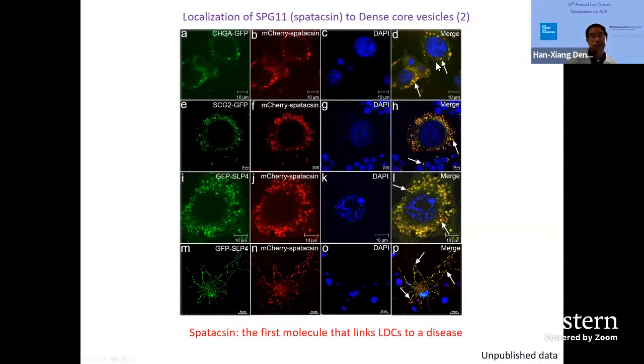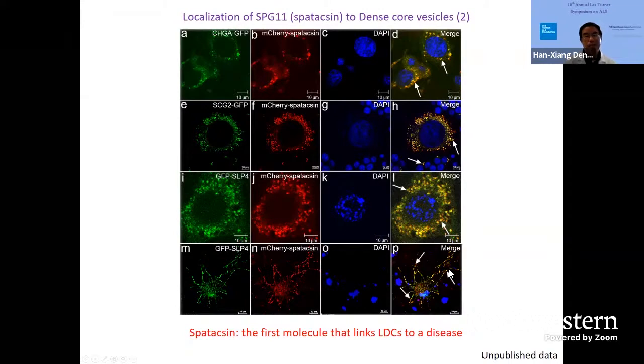nicely colocalized. And in addition to CHGA, secretogranin 2 is also a large dense core vesicle marker, and is positive almost 100%. And this is also a large dense core vesicle marker, SLP4, very nicely colocalized. And this is in the Neuro-2A cells. And when we cut the primary neurons from the mice and transfected cells, we can see it's nicely colocalized. So it is transported to the dendrites or axons, the neuritic process.